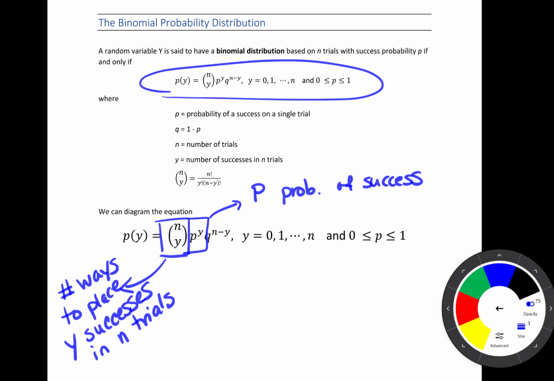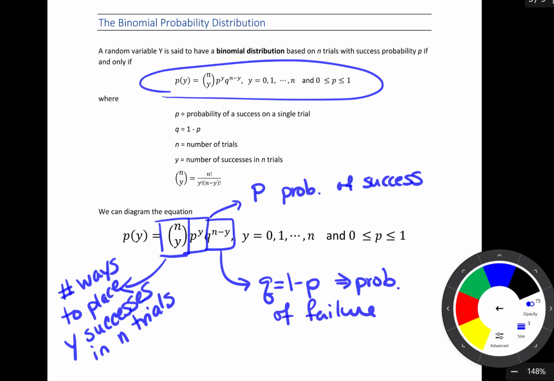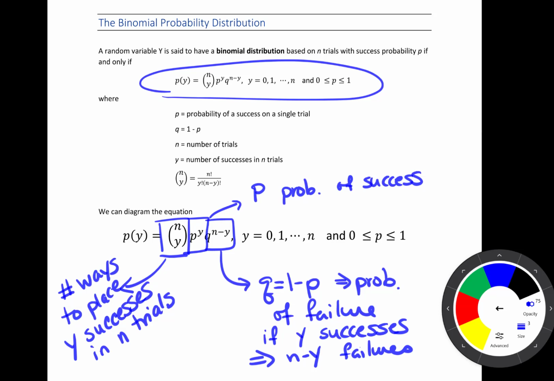And the reason that we can do this relates back to that example we just looked at. Since we know the trials are independent of one another, we're multiplying the probability of those y successes against each other. And then our last term, q, well, q is equal to 1 minus p. In other words, it is the probability of a failure. And notice, if we have y successes, then we're going to have n minus y failures. So this term is doing the same thing as the one before, except it's accounting for the failures.